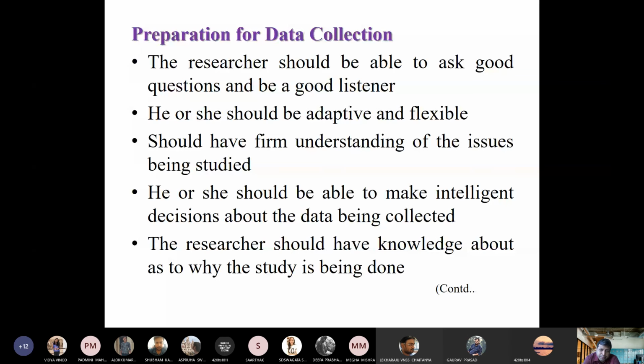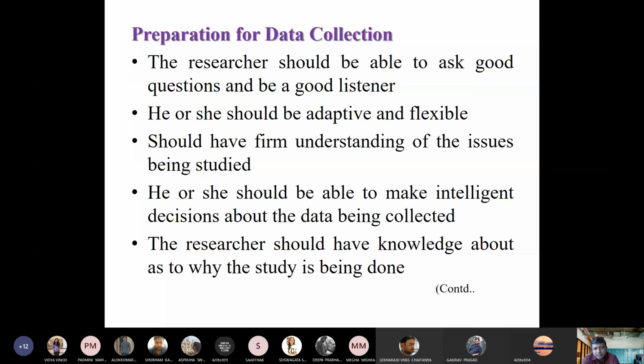He or she should be adaptive and flexible. So you should be very adaptive to the situation and very flexible to the individual cases you are taking. Should have a firm understanding of the issues being studied. You should have a good understanding of the issues to be studied, because if you are not clear about the issues you are studying, you will not do justice to your research.